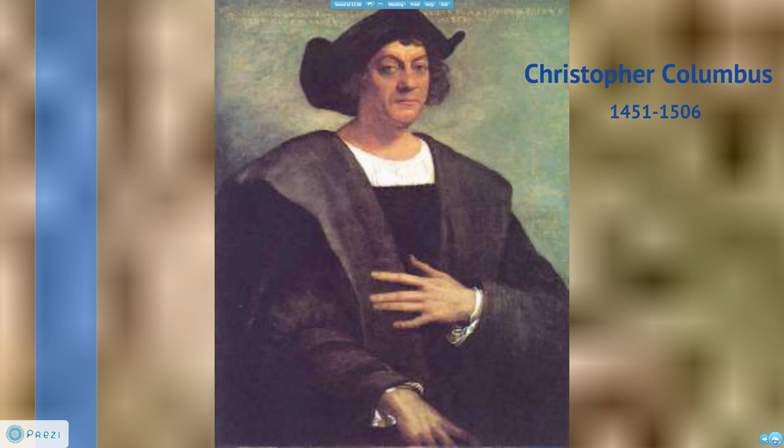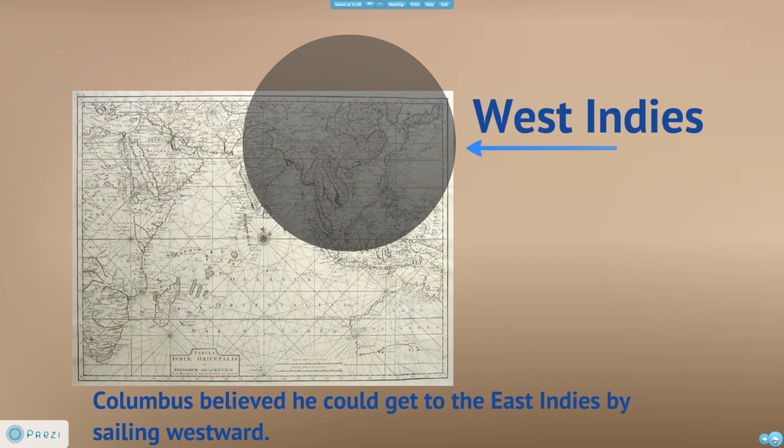He had no idea there was a continent standing in his way of the East. He thought that the Earth's size was a lot smaller. And of course, he thought most of the land had already been discovered, mainly Europe and Asia. He didn't think of all the other continents involved, mainly the Americas, South America, North America. So what had happened was he believed he could get to the East Indies by sailing westward. And of course, eventually it could happen, but not for Columbus. And this is the map of the Indies, mainly China, India.